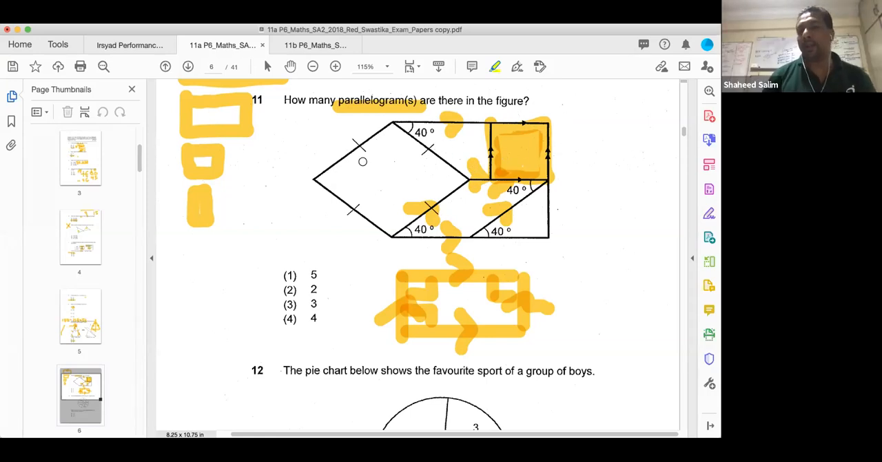So remember, what is a parallelogram? A parallelogram has two sets of parallel lines. So this is parallelogram number 1, parallelogram number 2, and this is parallelogram number 3. Raihana, are you with me? Are you okay?